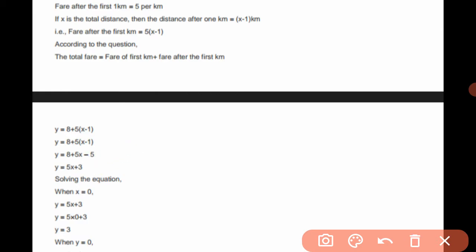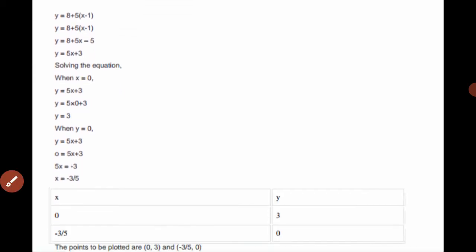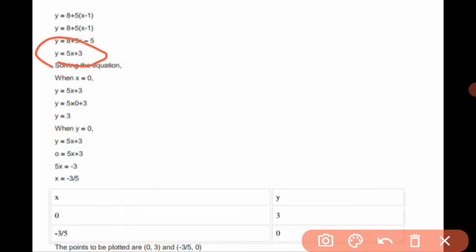So y equals 5x plus 3. Now first of all we can find this equation, that is y equals 5x plus 3. So y equals 5x plus 3 will be the equation. Now we have to represent it graphically.